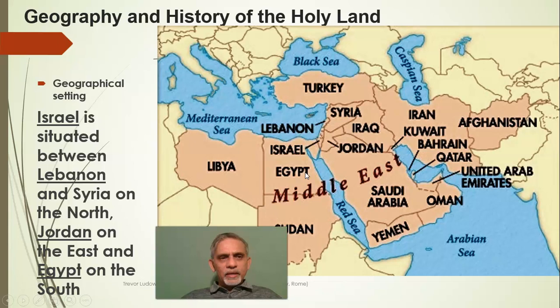Okay. Israel is situated between Lebanon and Syria on the north, Jordan on the east, and Egypt on the south, as I told you earlier, right? So you can see that. This is the area. Okay. Israel is here.